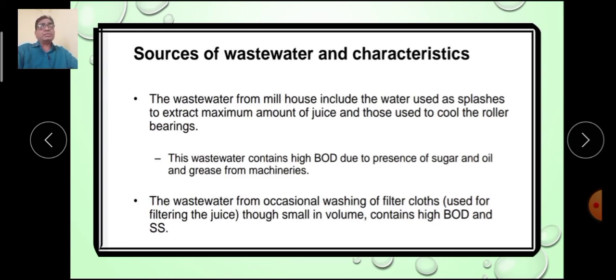Okay. The wastewater contains high biological oxygen demand due to the presence of sugar, and oil and grease from the machineries, because it comes from the machineries of the industry, and therefore oil and grease constituents are also found in this wastewater. Okay. And the wastewater from occasional washing of filter cloths also contains high BOD. Okay.